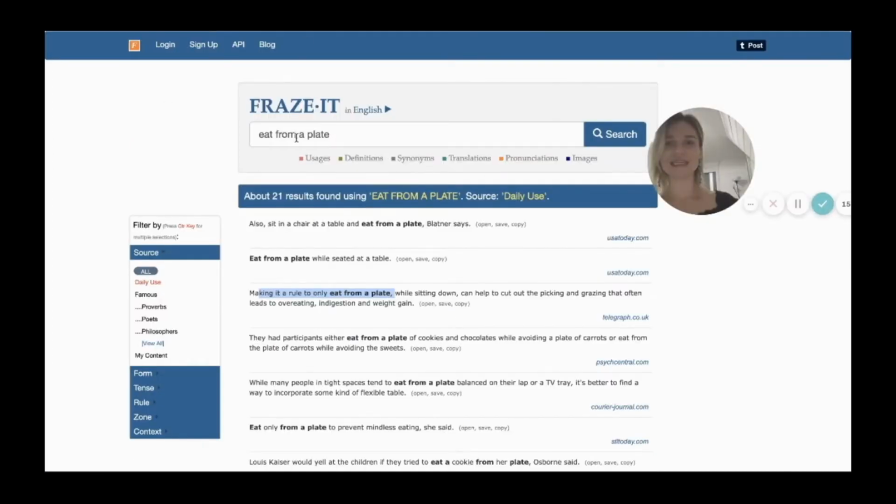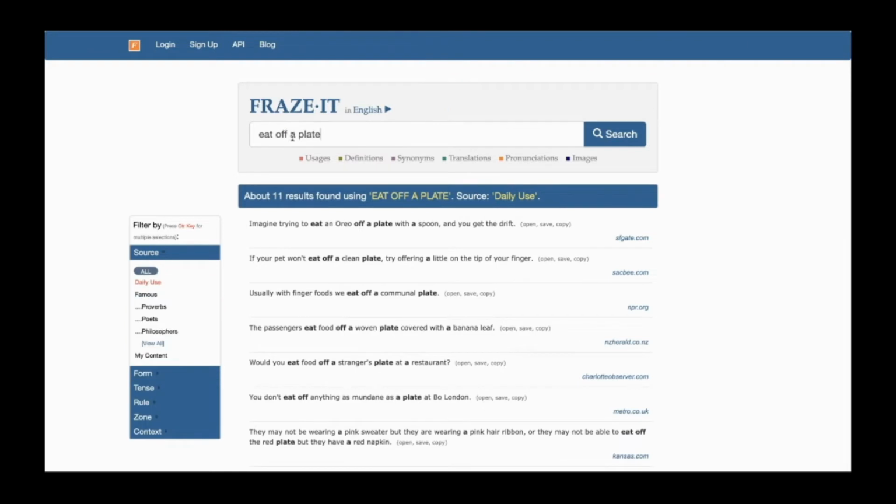Okay, so let's try to change the preposition. Eat off a clean plate. If your pet won't eat off a clean plate, try offering a little on the tip of your finger. You see, pets can eat off a clean plate. Usually with finger foods, we eat off a communal plate. The passengers eat food off, you see? You eat food off a stranger's plate at a restaurant.